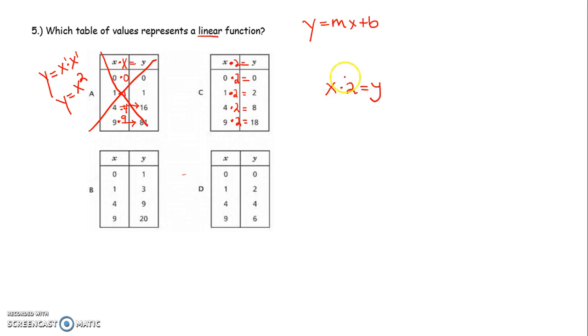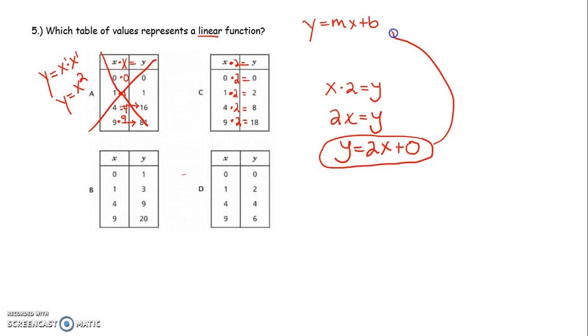How could I rewrite that? A lot of times I put my coefficient in front of the x. So that could be rewritten as 2x equals y, or y equals 2x. Any of the above would be acceptable answers. So if I look here, do I have some number times x plus another number? You might say, I don't know, it doesn't seem to have a b. Oh, that b must be 0. It's in the form y equals some number times x plus another number. Definitely fits that form. That means it's linear.